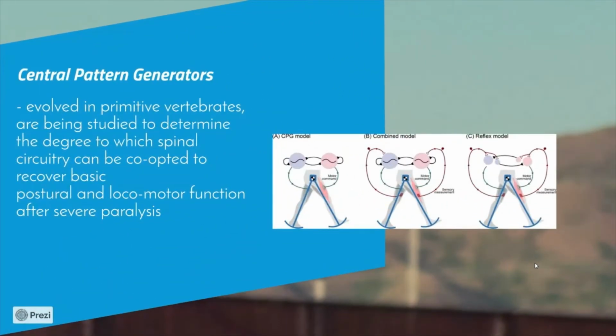Central pattern generators evolved in primitive vertebrates and are being studied to determine the degree to which spinal circuitry can be co-opted to recover basic postural and locomotor functions after severe paralysis.